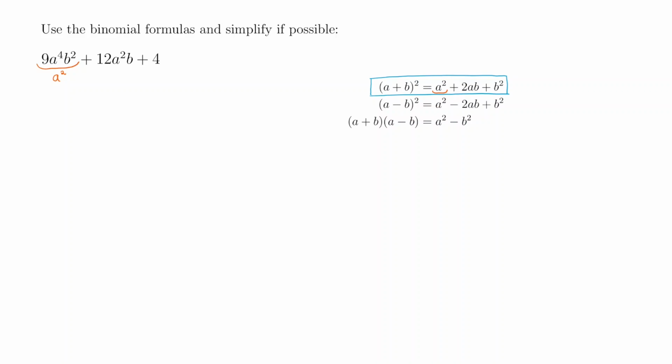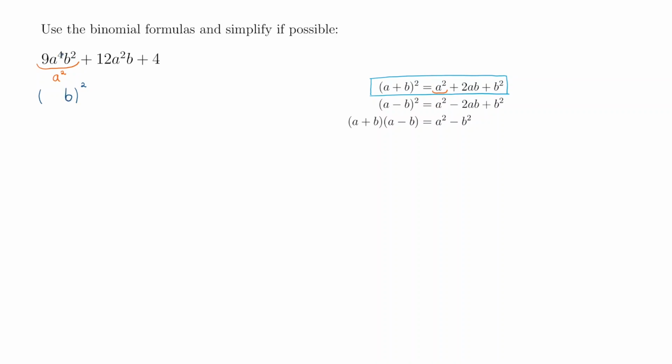Okay, so now 9a to the power of 4 times b to the power of 2, we have to write as something that is squared. So what could it be? We need something that is squared, which is the same as this whole part here. So maybe let's start with the b squared. What squared is b squared? Of course this is b.